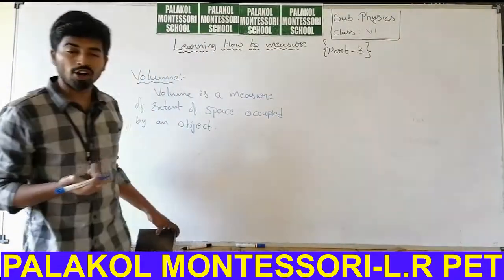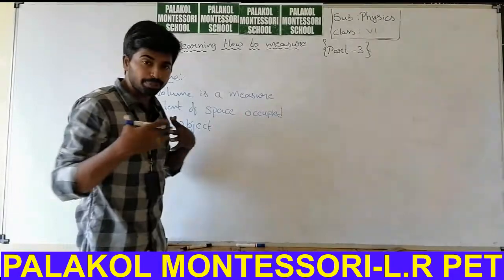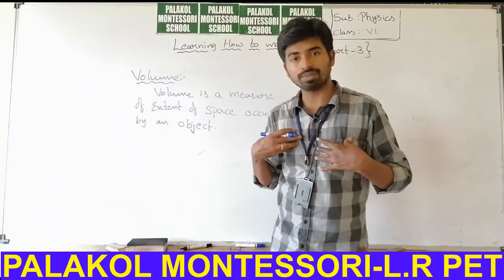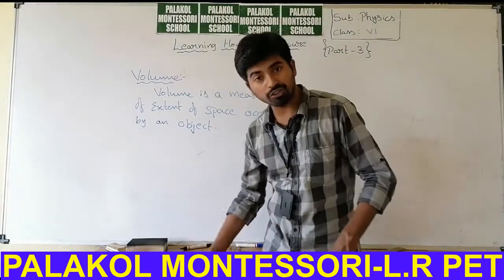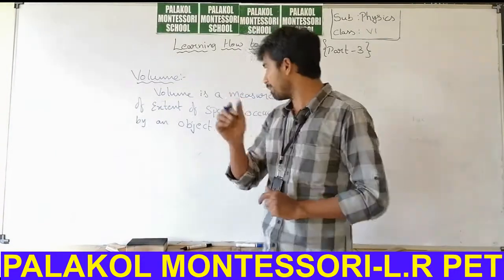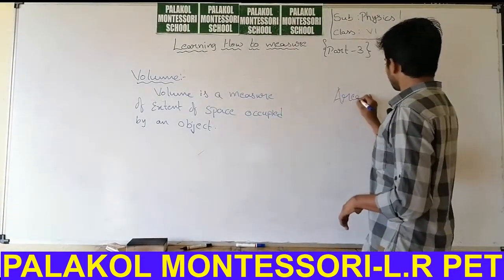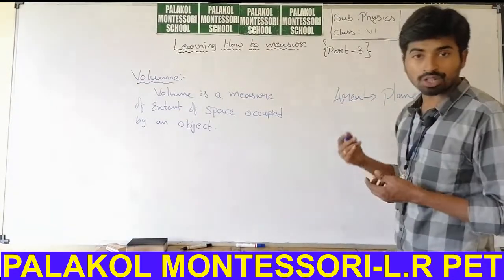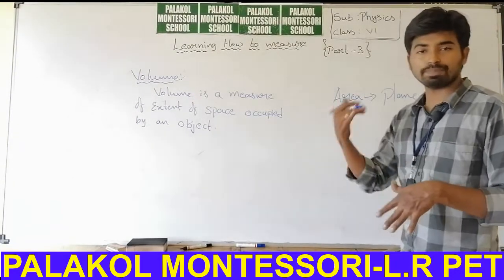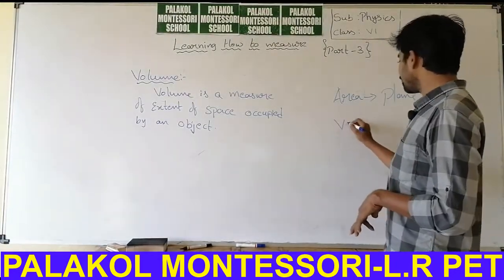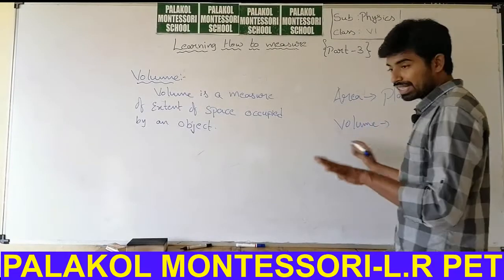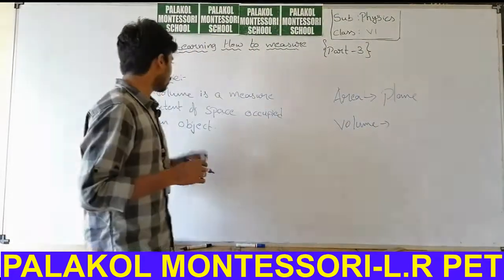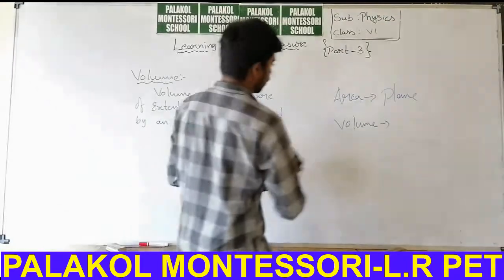Volume is the space occupied by the object. I occupy some space in this room, so it is the volume. My foot occupies some place on the floor. Area is the space occupied on a plane, where a plane may be a floor or any pad or board. Whereas volume is the total space occupied by the object in the room. So let us understand some volume.